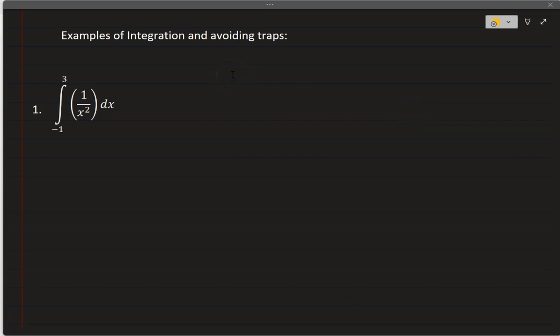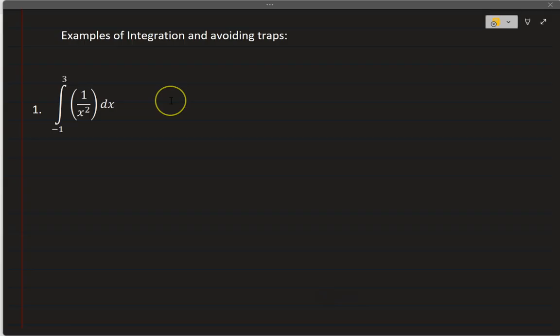Examples of integration and avoiding traps. That's the lesson for today. We have 4 examples to go through, and let's start with the first one. And as you are doing this, you need to pause at one point and make sure you are following my explanation and understanding the concept, okay?